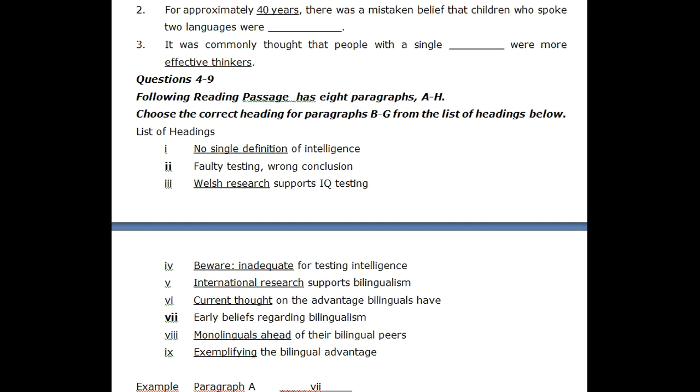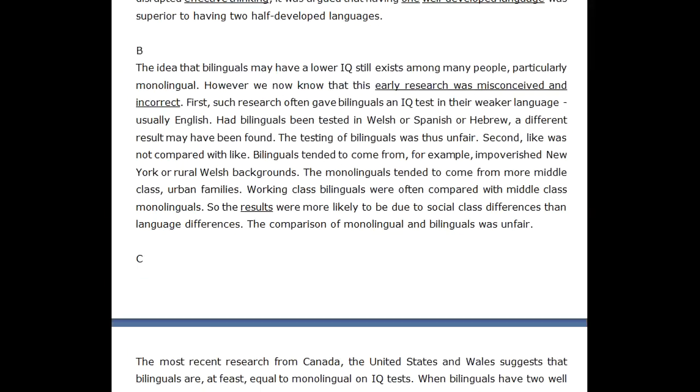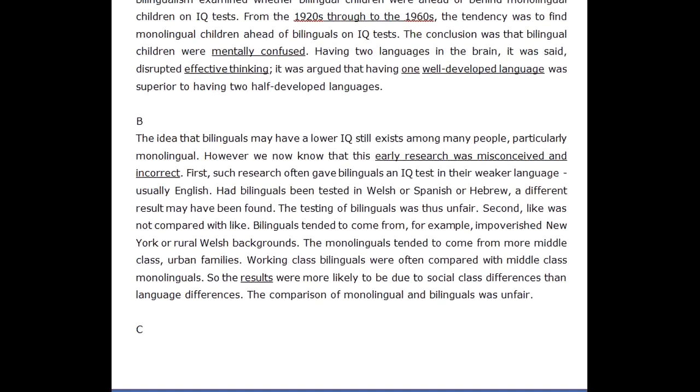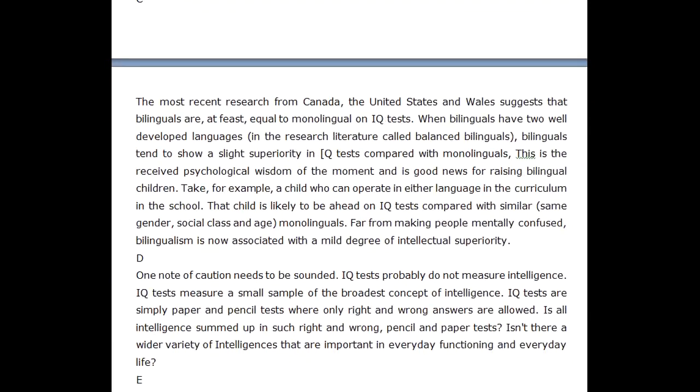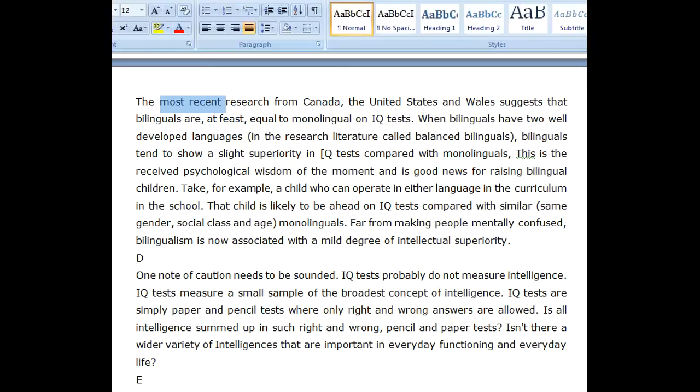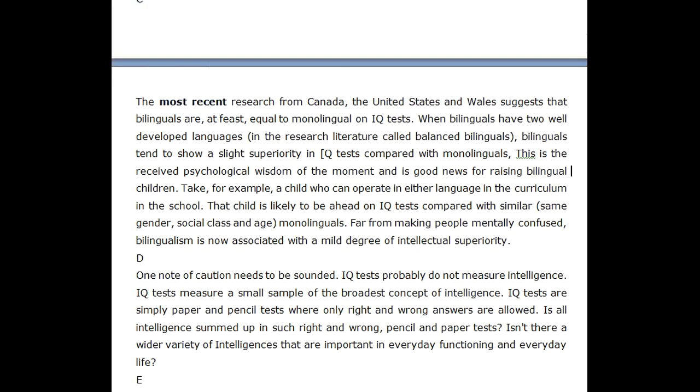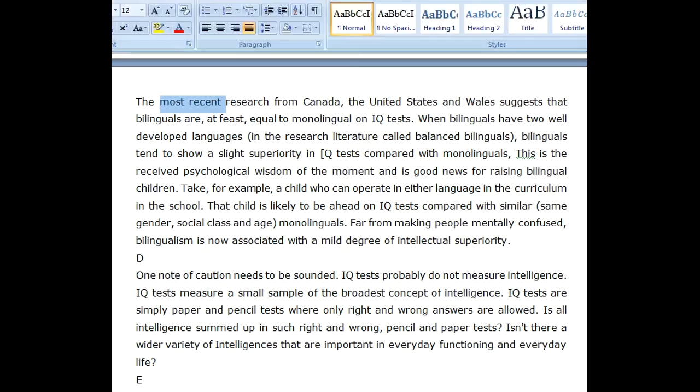Okay. Now I'll move to the second paragraph. The second paragraph is this. The most recent research from Canada. See, I'm looking for current thought or something like most recent. Okay, so let me go back and check. So this way you will have to keep checking. You know how important it is. Sorry, I have to underline it. Yeah, so I'll underline this one, right?